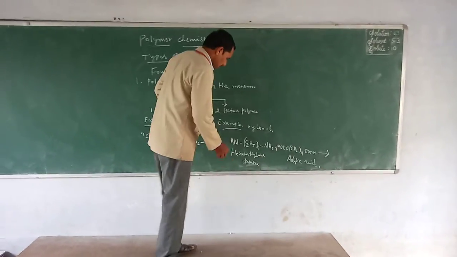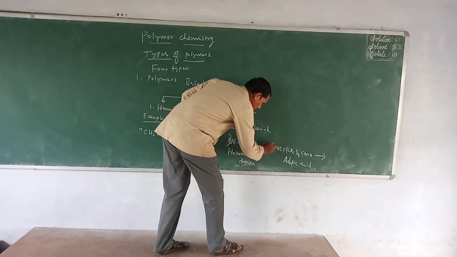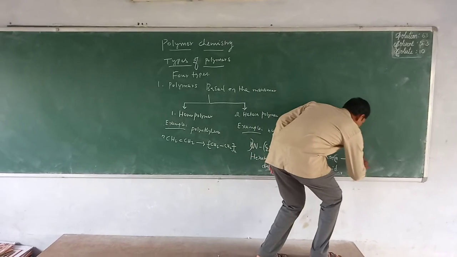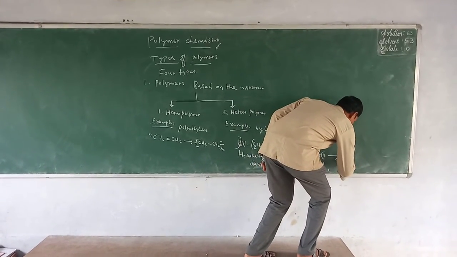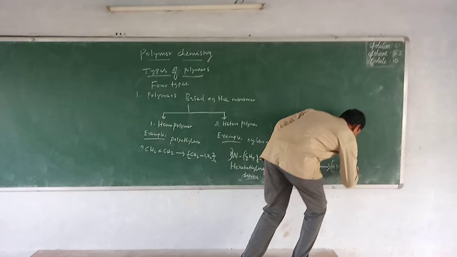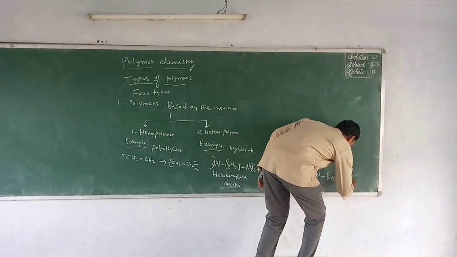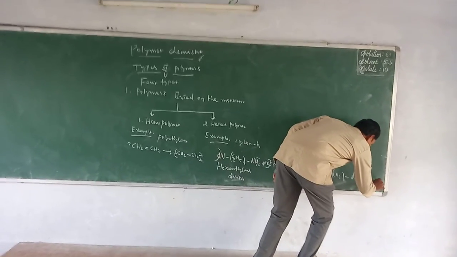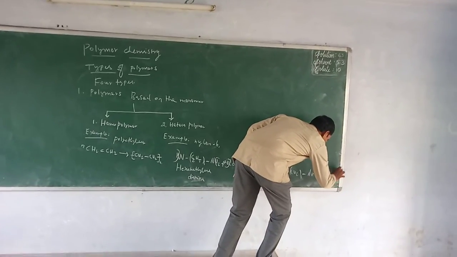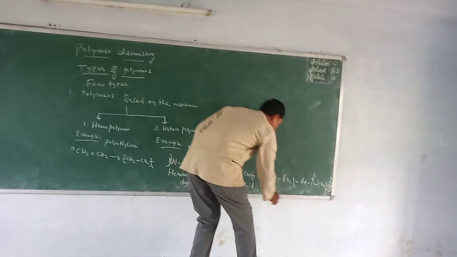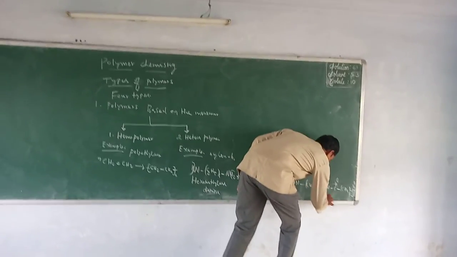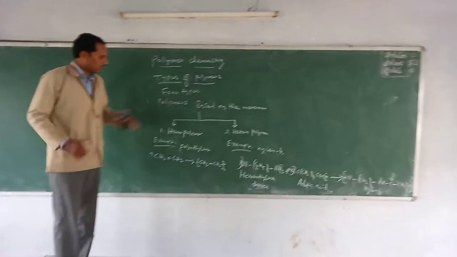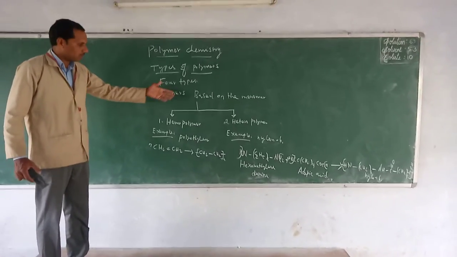Two water molecules are removed from this reaction, and we can write it like this. So this is nylon 6-6. This is a heteropolymer. So based on the monomers, polymers can be divided into two categories, homopolymer and heteropolymer.